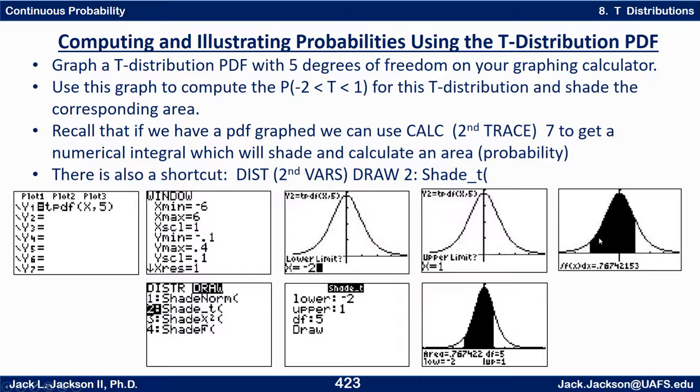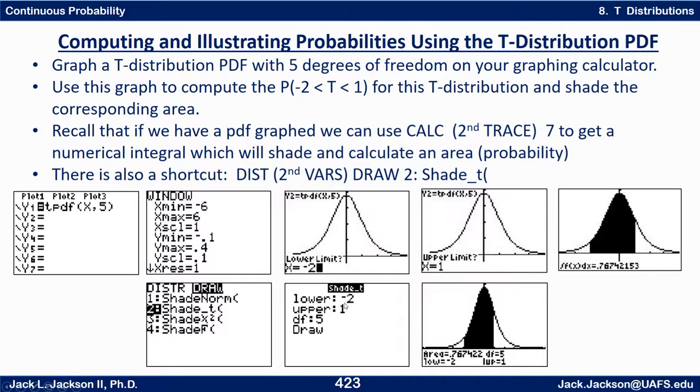Now, that time we had to put in the PDF and use Calc 7 to get it to work. But there is a shortcut to this. Without even typing in the formula, it's not even necessary, you can start with a completely blank Y= screen. This will work. Go to DISTR and DRAW. So go to DISTR, remember, is 2nd VARS. Then right arrow to DRAW and pick number 2, ShadeT.